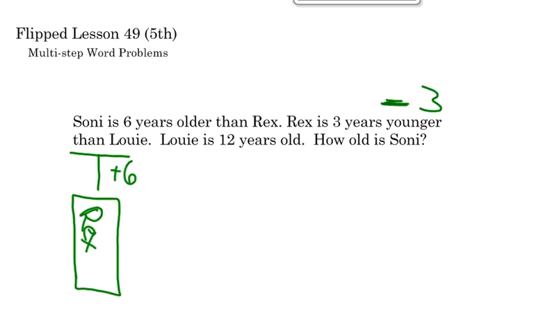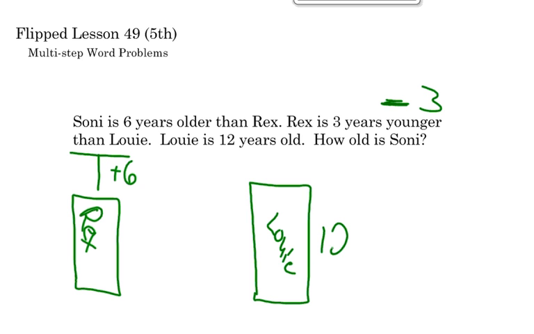And so we can represent Louis. We know that Louis is 12. And Rex is going to be somewhere here from Louis. If this is Louis, we subtract 3. This is where we're going to find the age for Rex. Now the question is asking, how old is Sony? We're going to use these ideas to help us understand how to eventually add this plus 6 and get Sony's age.